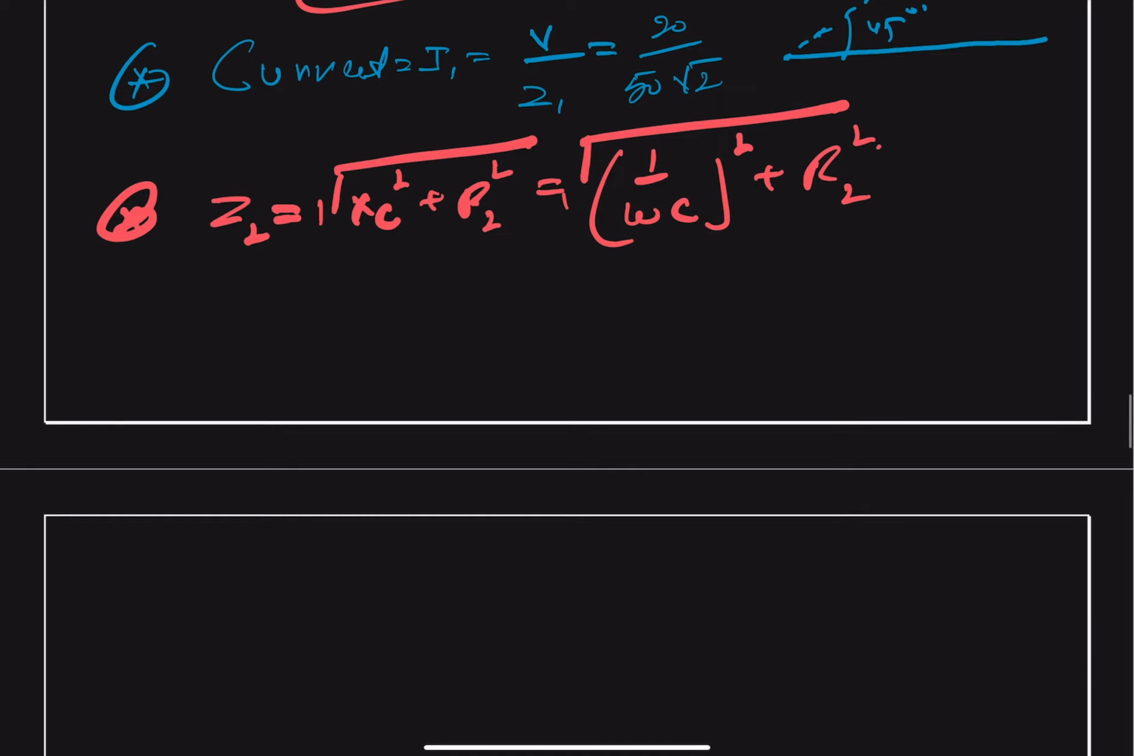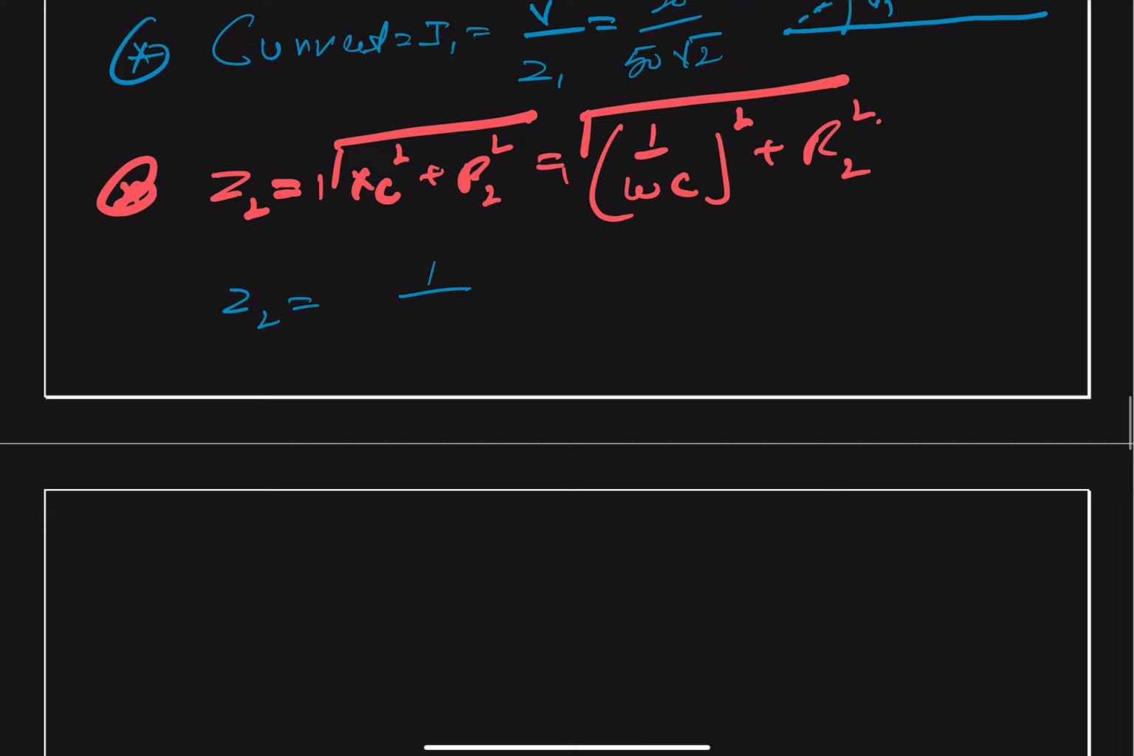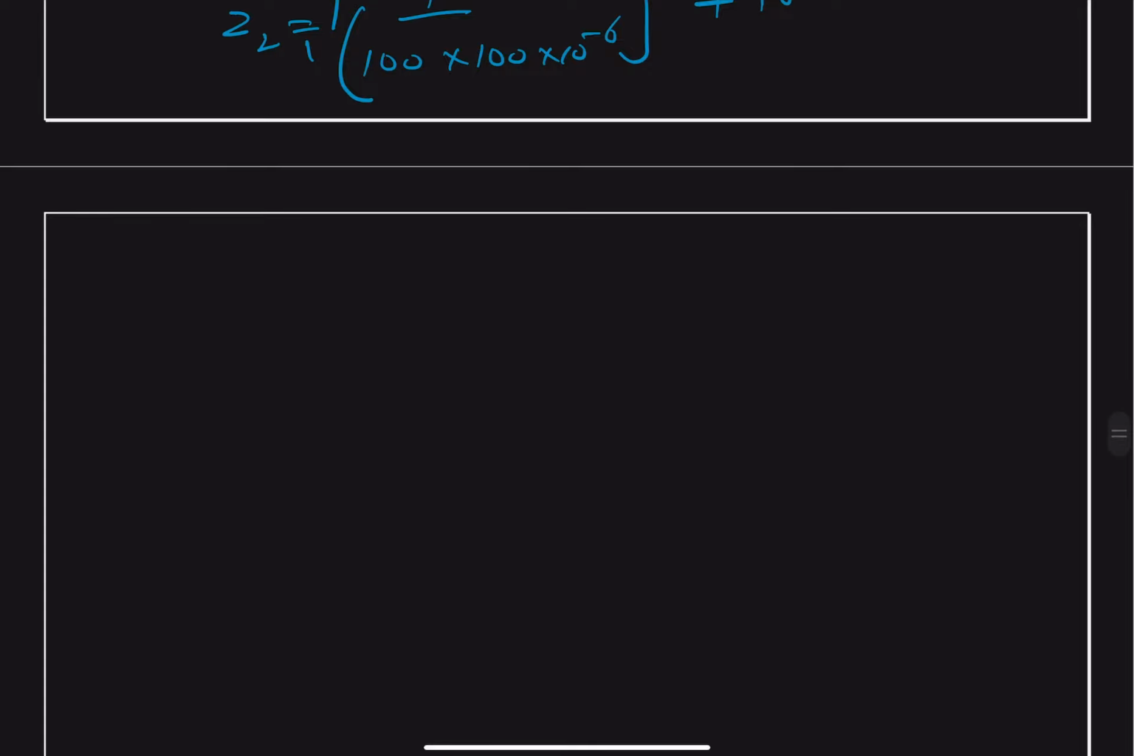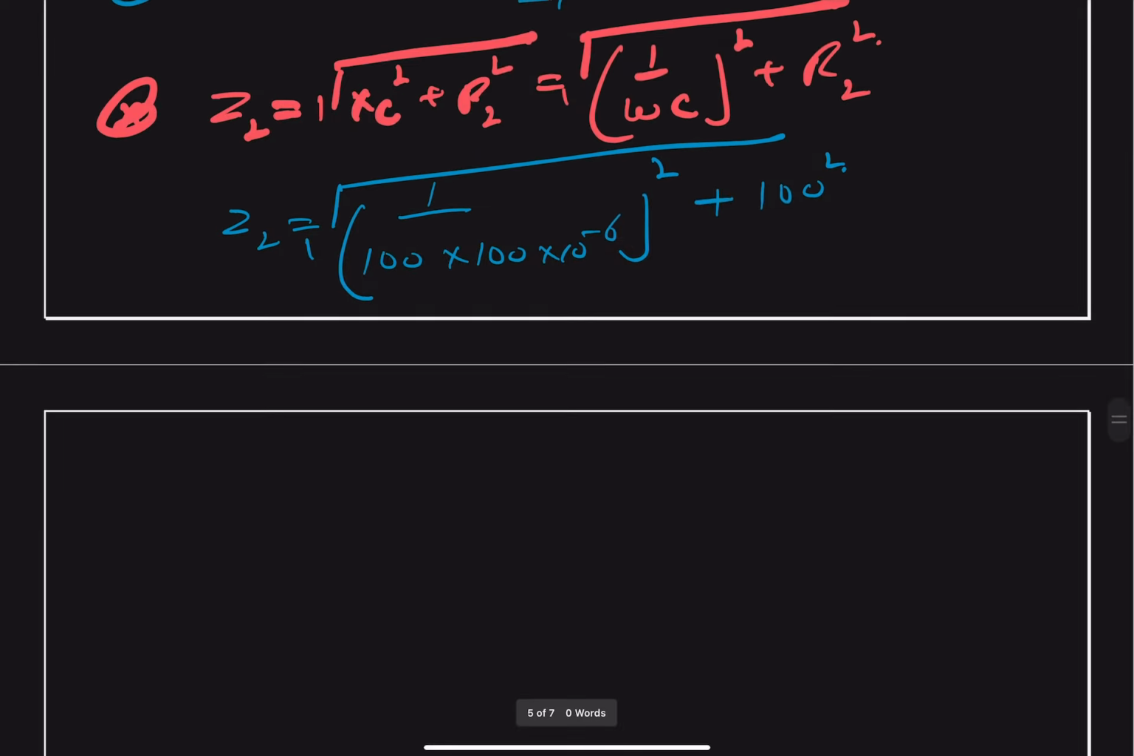We substitute the value, we get our Z2 is equal to the square root of (1 upon 100 into 100 into 10 to the power minus 6) whole square plus 100 square. So this gives us that our Z2 will be equal to 100 times square root of 2.